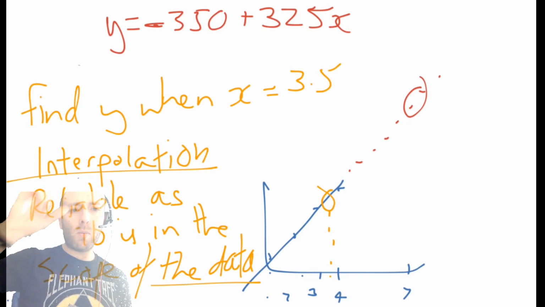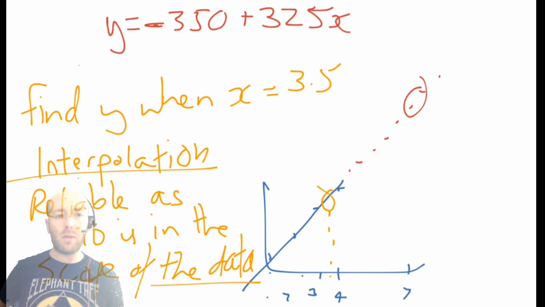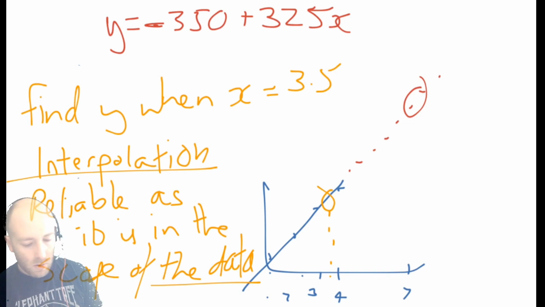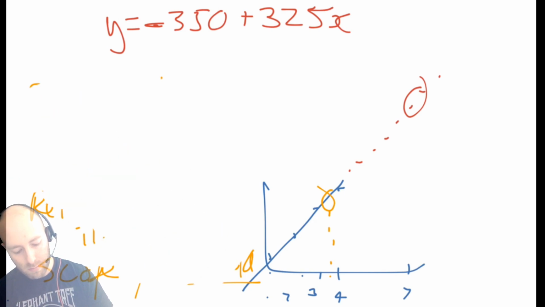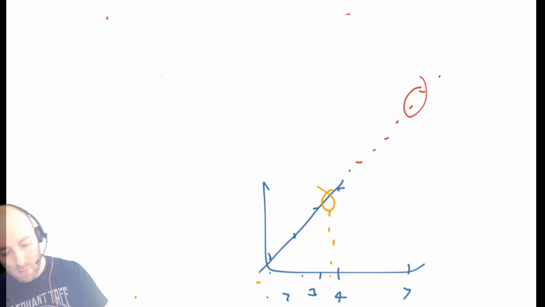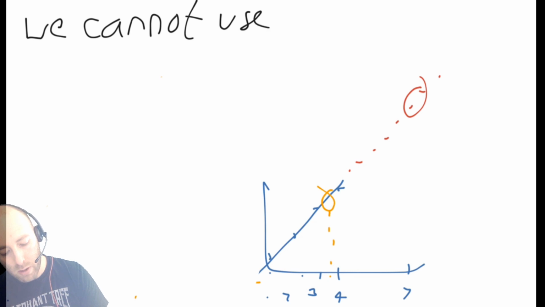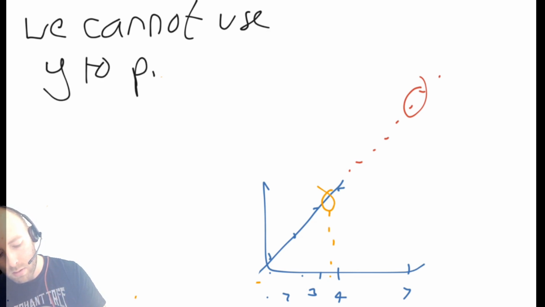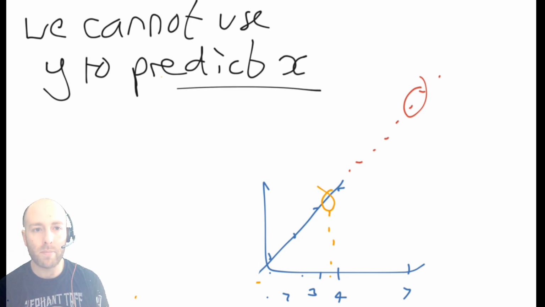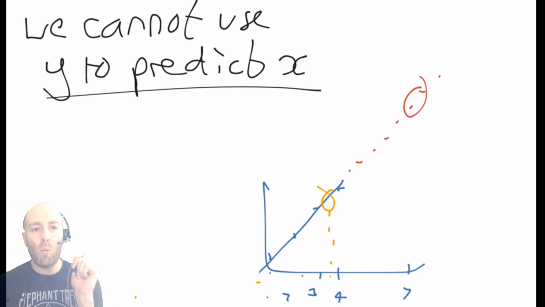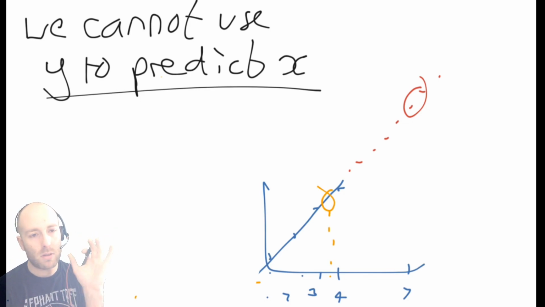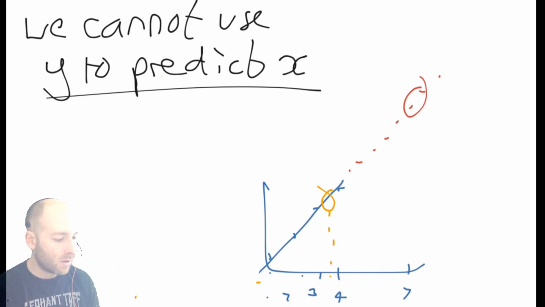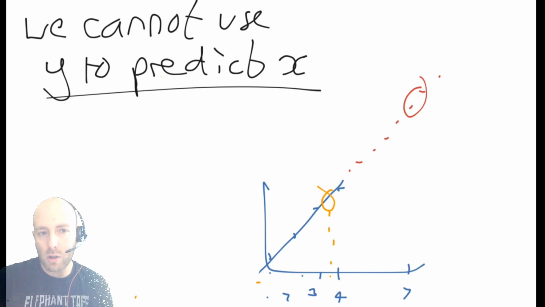Cool. So those are your two different types of estimation: interpolation and extrapolation. One's unreliable, the red one, and one's reliable, the yellow one. The other thing we cannot do is use y to predict x, because y was our dependent variable, x was our independent variable. You can't just switch them around. You can't use the same equation. If I wanted to do that, I'll show you what will happen.